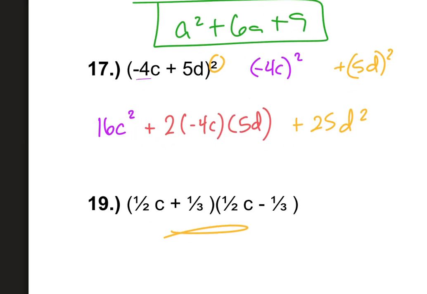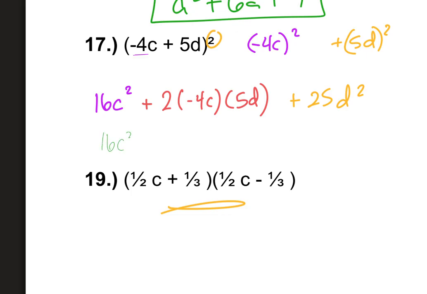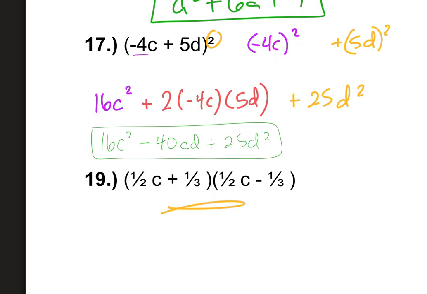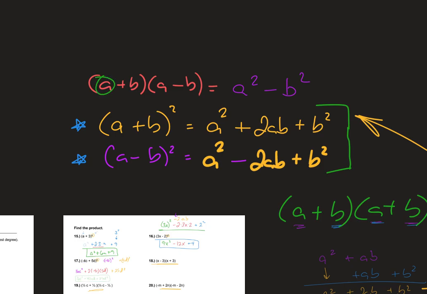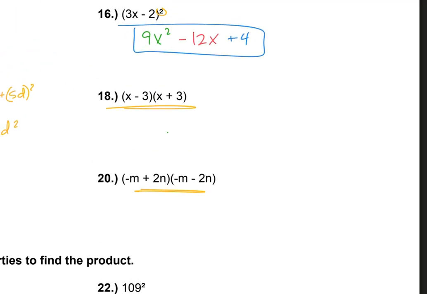So let's finalize this one. 16c squared minus 40cd plus 25d squared. 18. Okay, so now we have a difference one, which the difference ones, I love the difference ones because it's just that and that squared, slap a negative in between them. So x squared, oh, not plus, x squared 9 minus. That's it, because it's a squared, b squared, put a minus in between them.